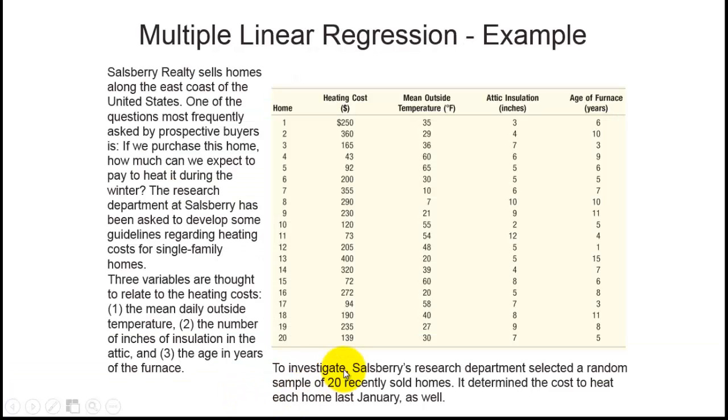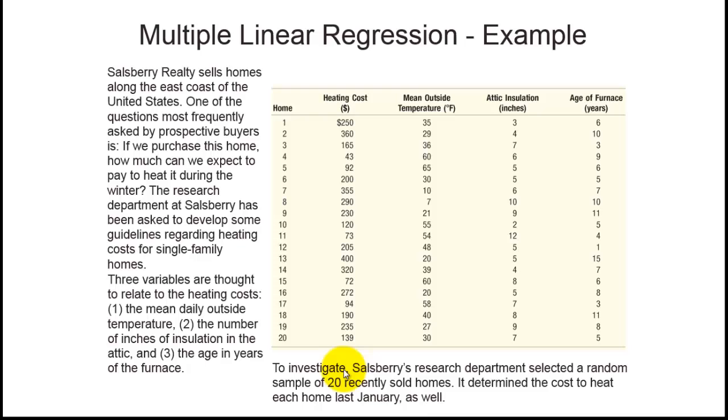Okay, so here we have an example where we have 20 different homes. We have sample data based on the heating cost of those homes, based on the average temperature outside, the number of inches of insulation in the attic, and the age of the furnace. What we'd like to know is, can we predict the heating costs based on the outside temperature, the attic insulation, and the age of the furnace?